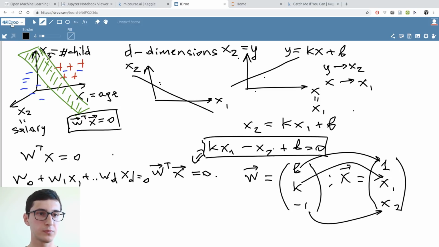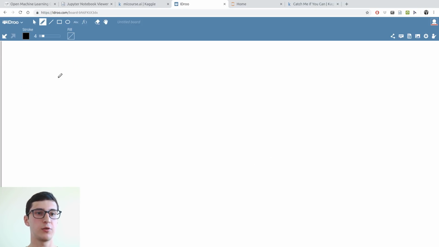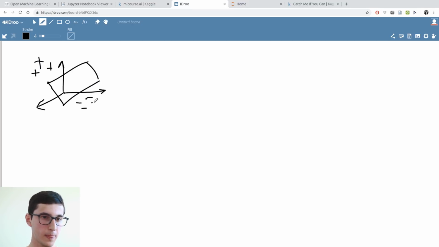How does it help here? I'll start again from scratch. So we've got space, we've got a hyperplane, and this hyperplane separates pluses and minuses, positive and negative examples in our classification task. So on this hyperplane, we've got an equation W transposed x equals 0. So actually this hyperplane separates space into two regions where this expression W transposed x is positive or negative.